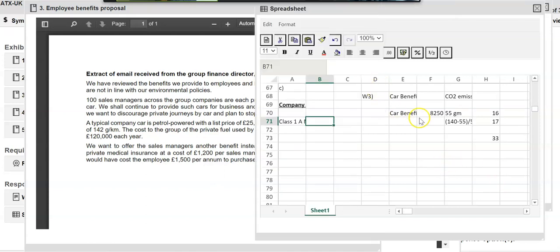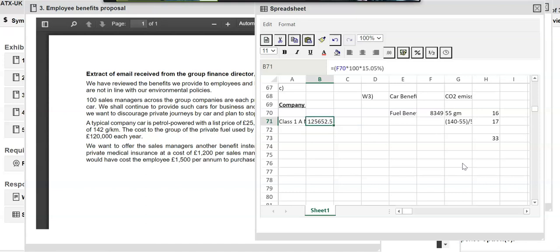Actually, we were not supposed to calculate this. I just remembered that we were to calculate the fuel benefit. So that's 25,300 times this percentage. So the fuel benefit for one employee is this 8394, and there are 100 employees. So it is equal to brackets this times 100 and times 15.05%. So that would be the NIC class 1A.